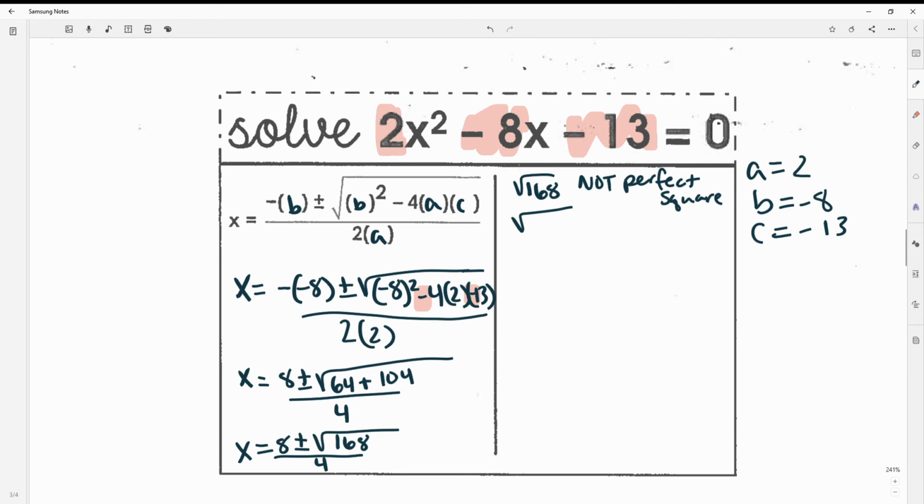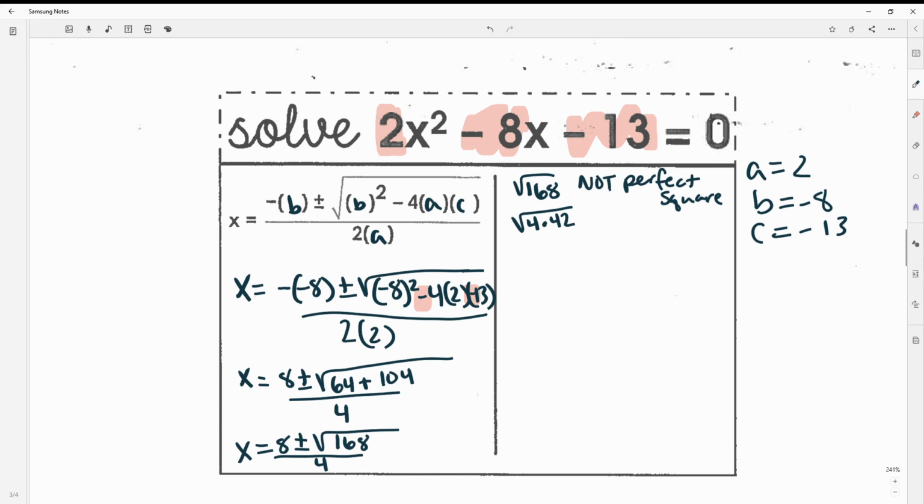Numbers here that would multiply to get 168, and it would be preferable if one of them was in fact a perfect square. So like 4 is a perfect square. Let's see if we can multiply 4 times a number to get 168. Let's check. Okay, yeah, 42 works. 4 times 42 is 168, and 4 is a perfect square.